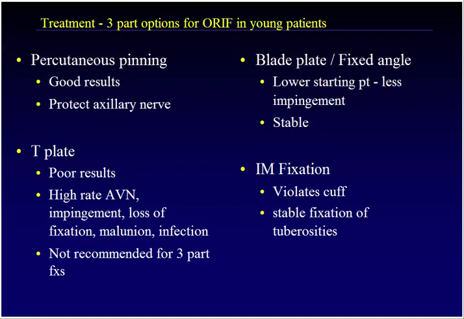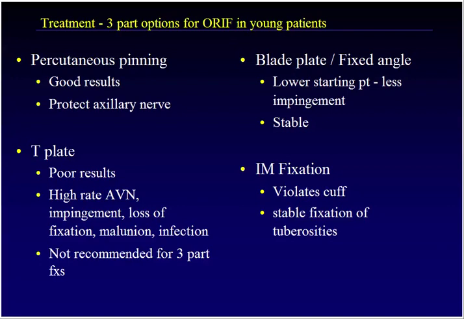More commonly now, what we're using for plate fixation is either a proximal humerus blade plate or, even more recently, a proximal humerus locking plate, which really does provide excellent stability to the proximal humerus. Also, you have to place the plate much less proximally, so that eliminates the possibility of impingement, and it does give you very stable fixation.